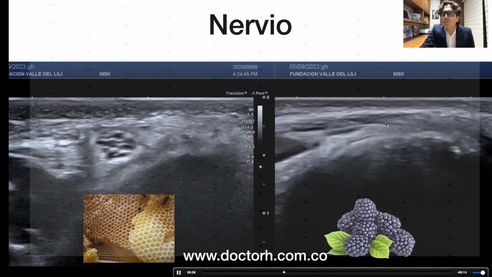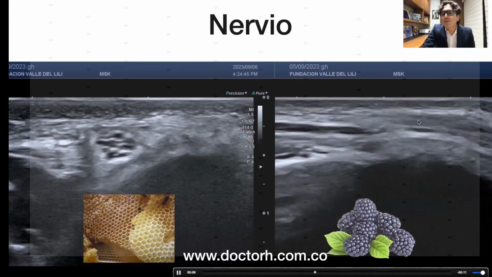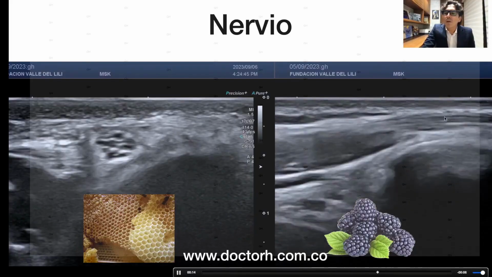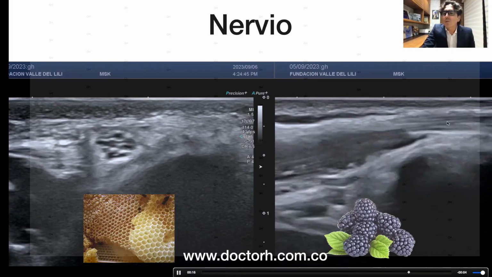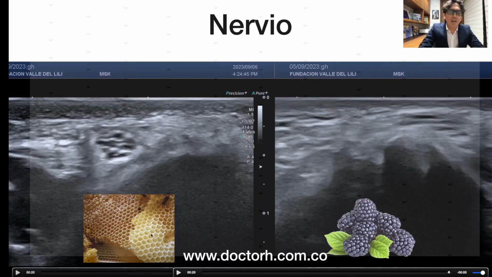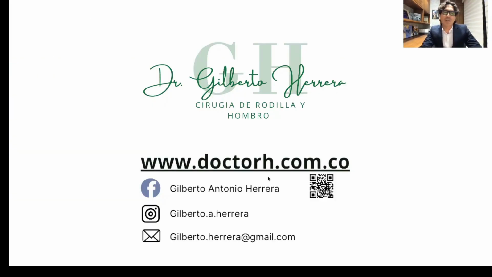In the longitudinal view, notice that the fascicles, unlike tendons, have much more anechoic or hypoechoic content because the axons are rich in fatty tissue. This is a nerve in longitudinal and transverse views, the honeycomb pattern and the tubules in longitudinal, which are much more rich in hypoechogenicity and alternate with hyperechogenicity. Nerves, another fundamental structure that we have just studied.